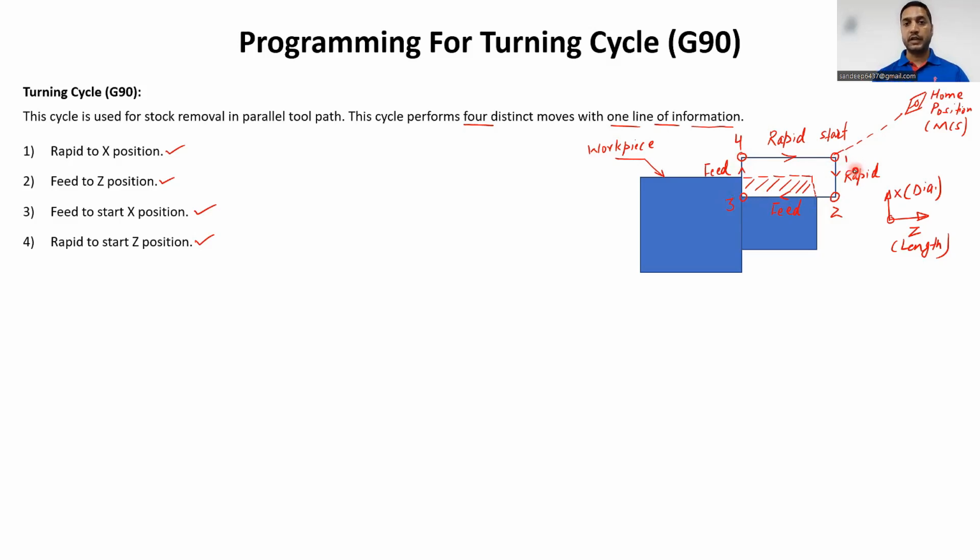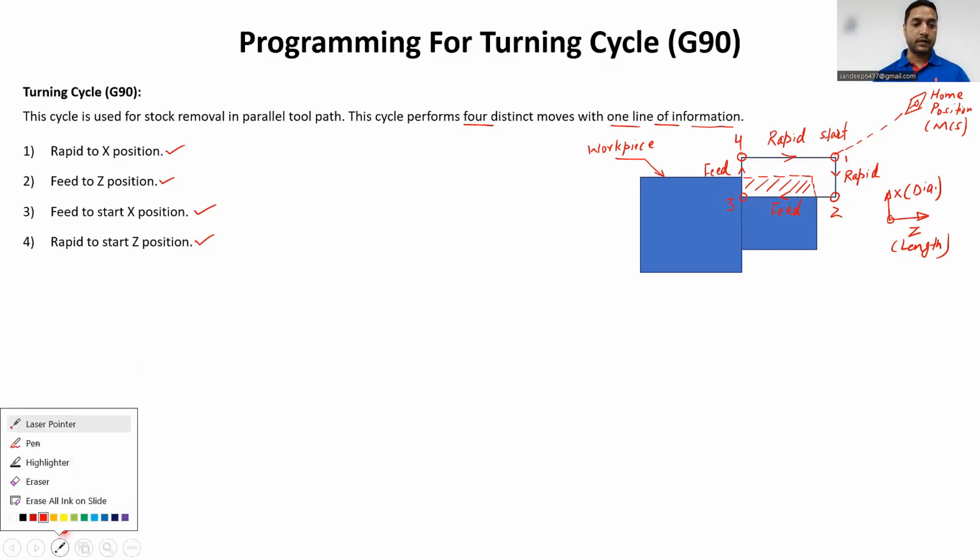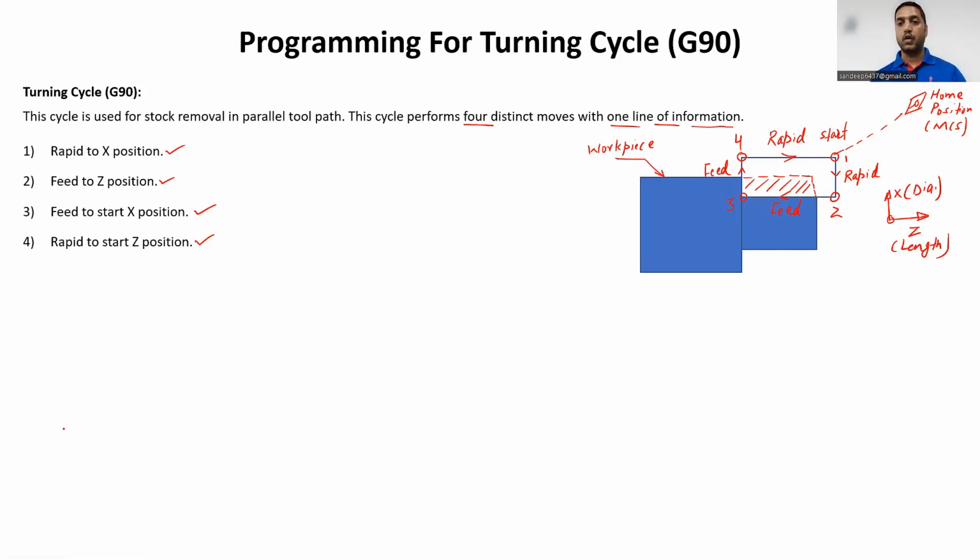But when we use G90 code, there is no need to separately write all these 4 distinct moves. We will simply write G90 X value, Z value, and some feed value. It will execute all these 4 moves with just one line of information. So with this, we have shortened the program also. This is the advantage of using the G90 cycle. I hope it is now very clear to you how material is removed by using the G90 cycle.